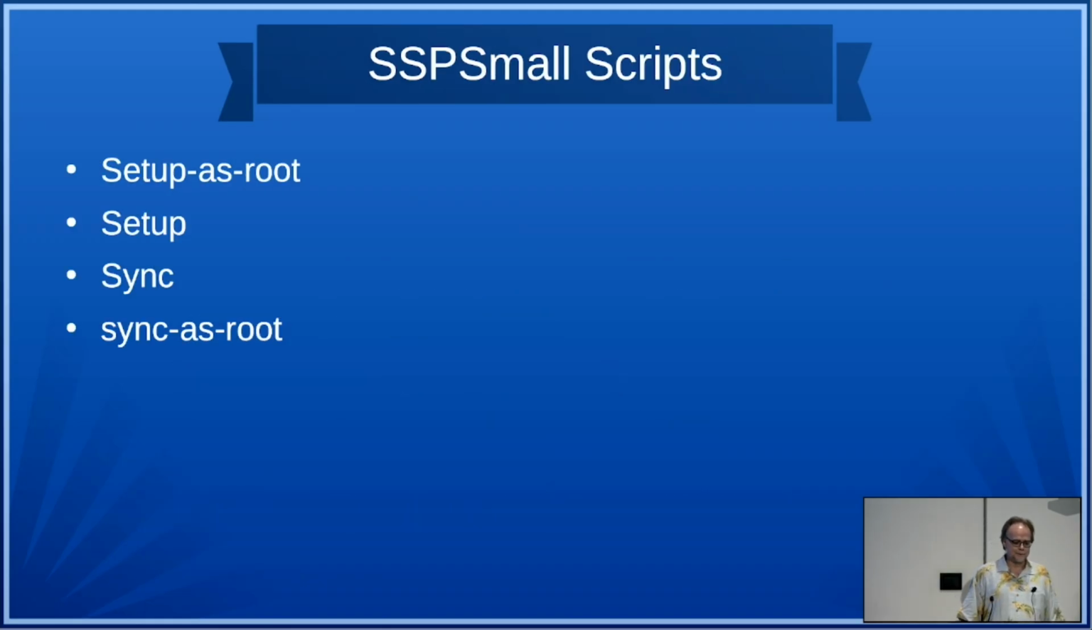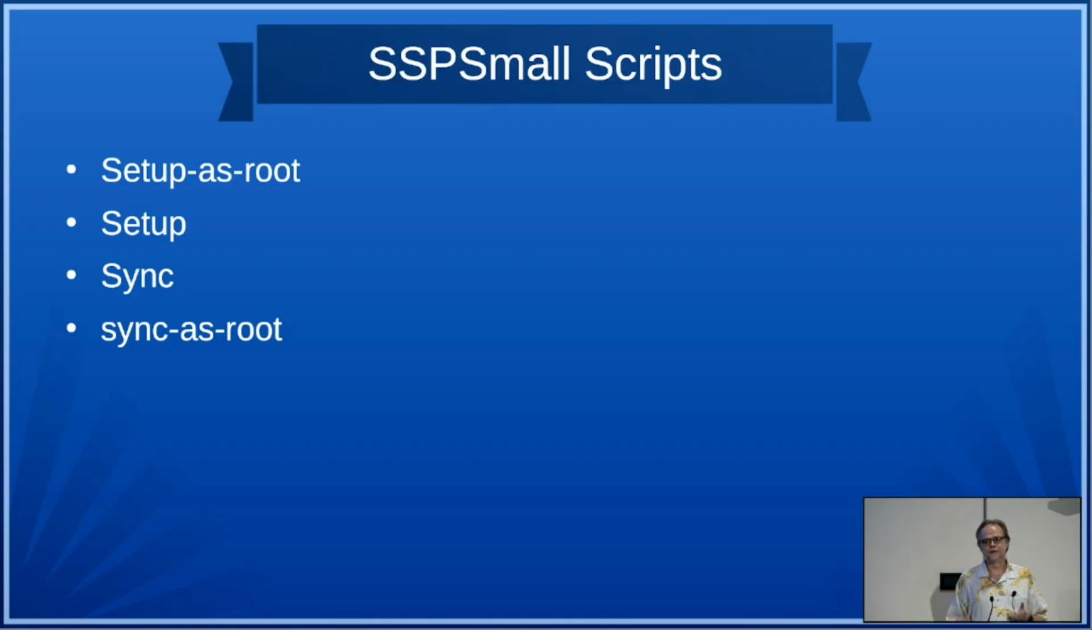There's 4 different scripts. 2 are set up and 2 are sync, and some of them require root privileges, mainly to set up permissions and things like that on your system. It's split into two so that you can run the setup once and the sync. If you're playing around with the config files and you want to change something, you can modify the config file that comes in SSP small and just keep running sync. So if you want to debug things or play around with how your authentication's working, you can run sync multiple times, and sync as root to actually set the permissions so that everything works on your machine.